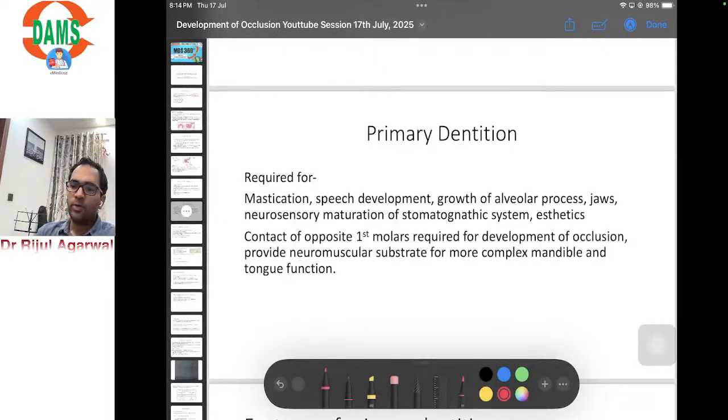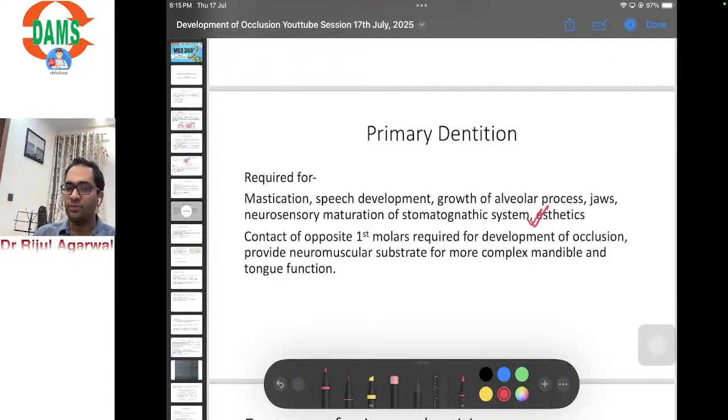Okay, so from your pedo classes, you know what is the requirement of primary dentition. It is required for mastication, that is chewing, speech development, growth of alveolar processes, jaws, and the neurosensory maturation of the stomatognathic system, and lastly aesthetics. The most important point, that is aesthetics, is responsible for the functional space maintainer or the aesthetic space maintainer in the anterior region. We are not going to discuss that. You must have discussed this in your pedo classes.